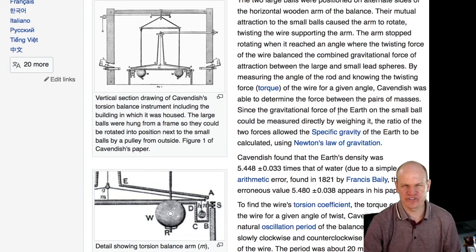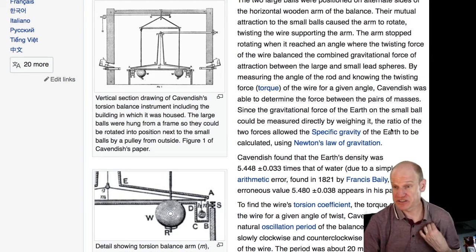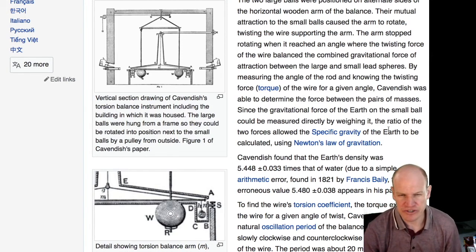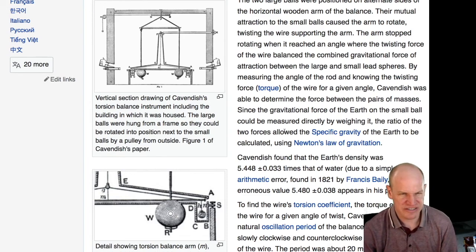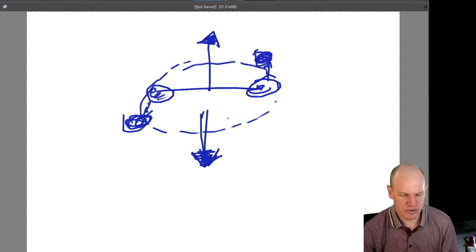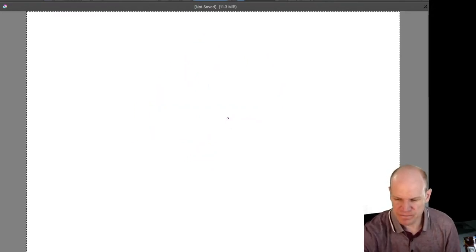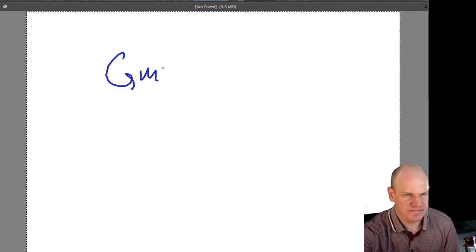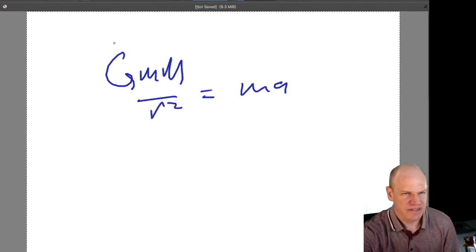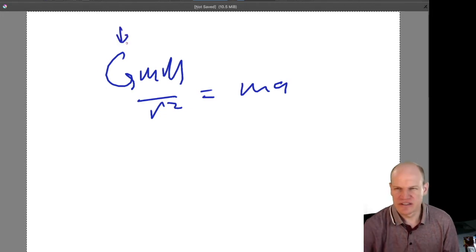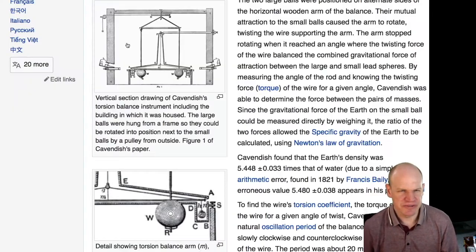Since the gravitational force of the Earth on the small ball could be measured directly by weighing it, the ratio of the two forces allowed the specific gravity, meaning the gravity compared to per kilogram, of the Earth to be calculated using Newton's law of gravitation. So that is using that equation, this one, like that. So getting out big G from that measurement.